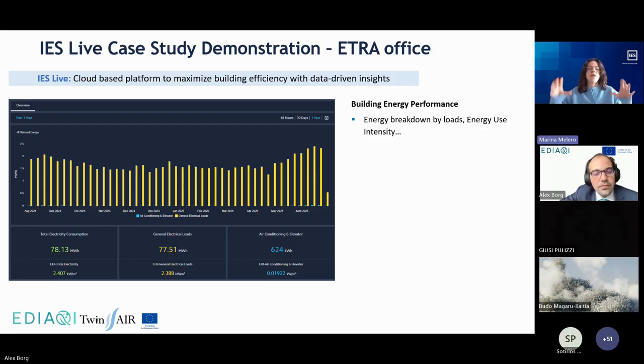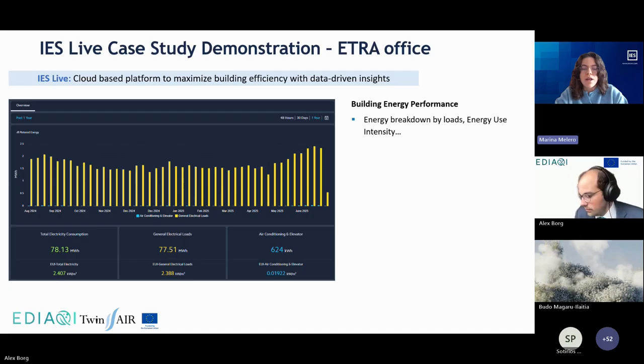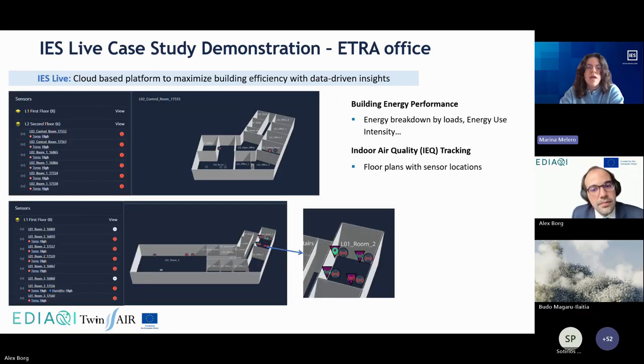So the first image the user will find is the building energy performance. There they can see the energy breakdown of the energy consumption of the building. It's going to depend on the metrics and the metered information the building has. And then we can derive some KPIs. We can calculate the pollution and different metrics that the user may need. It's tailored to the needs of the user. Then next slide. Then we move on to indoor air quality tracking.